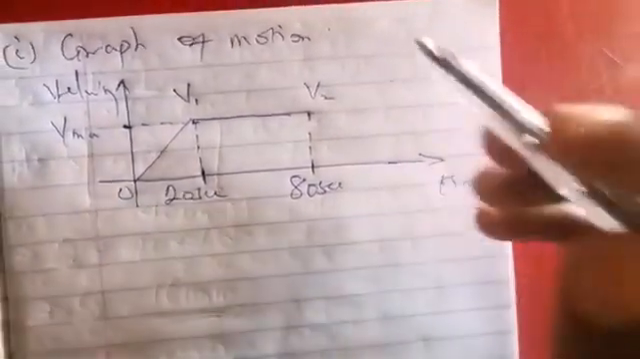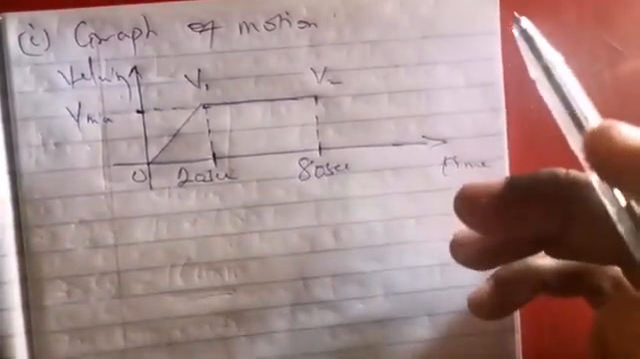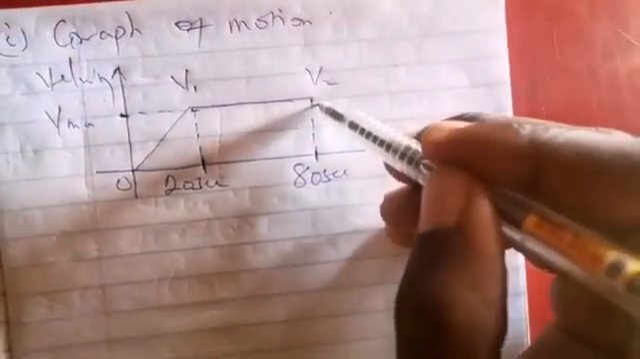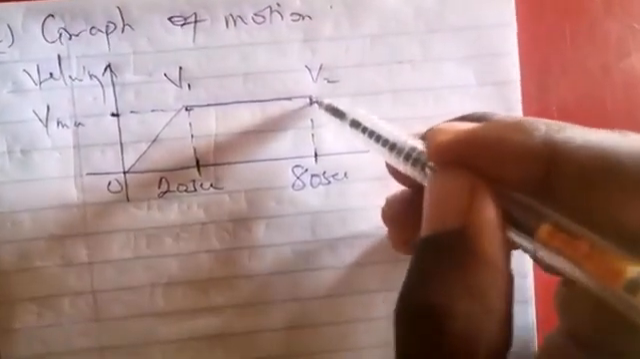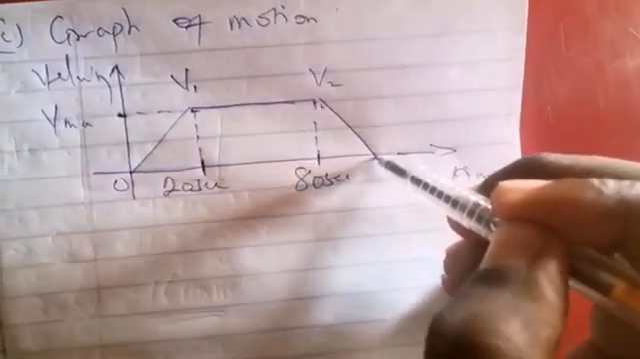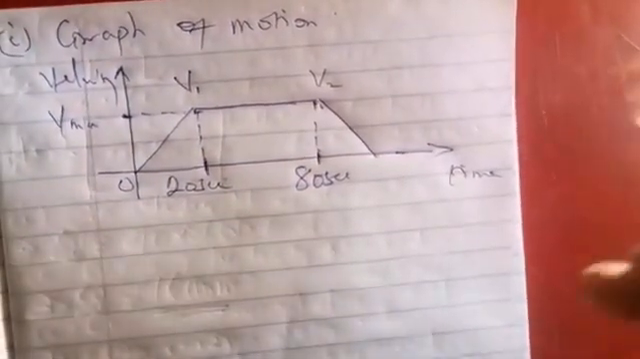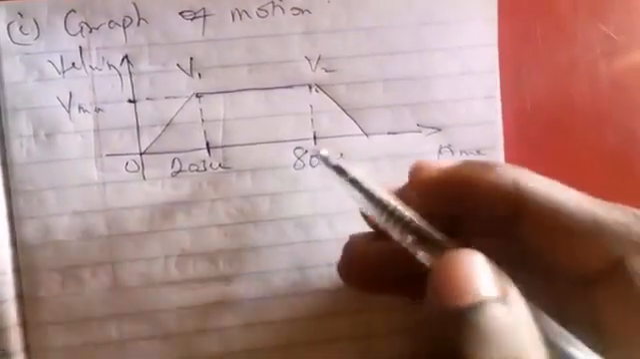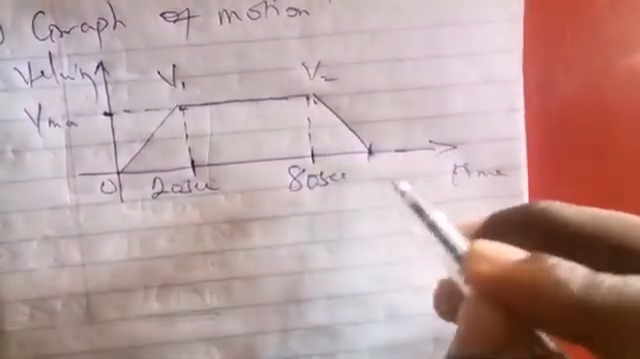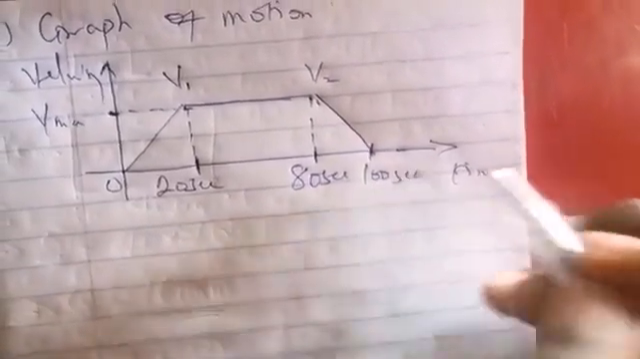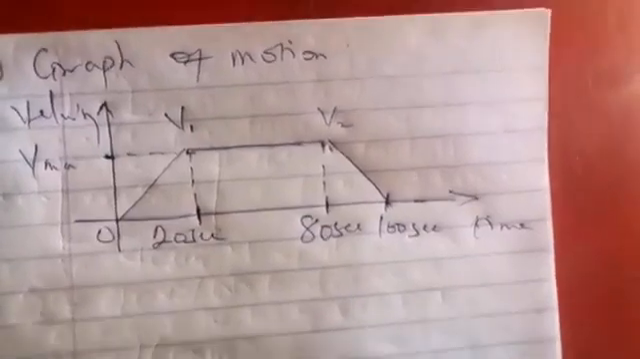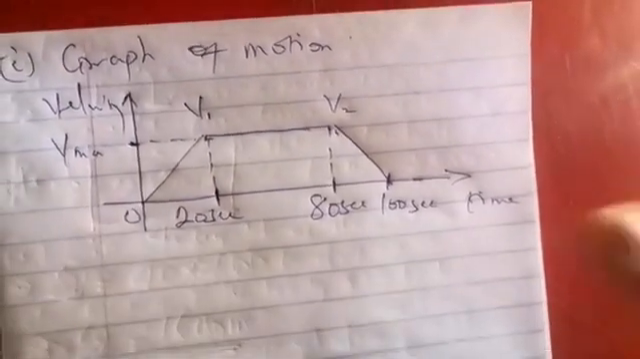Now it retards. From the question, it says it retards and comes to rest in the next 20 seconds. Retardation means it comes to rest from this point in the next 20 seconds. Remember we have 80 here, so the next 20 seconds means 20 plus 80. It means the time it takes to come to rest is 100 seconds. Take note of that. So this is the velocity-time graph, the graph of the motion.